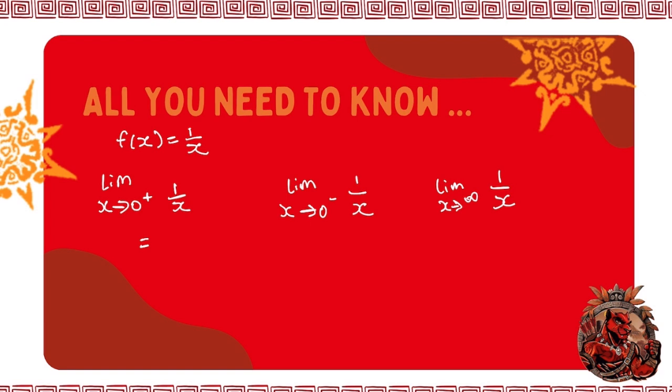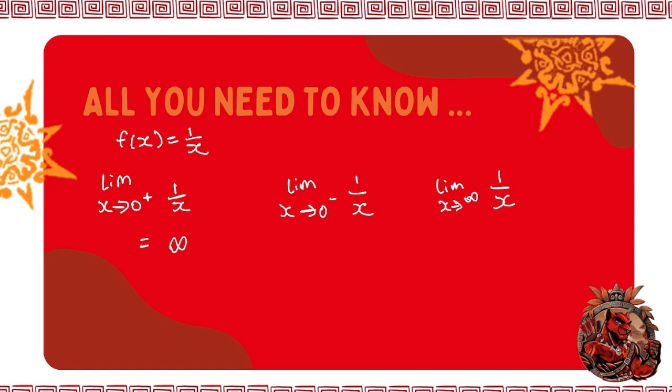Here, x is positive but getting closer and closer to 0. Let's imagine plugging in a small, positive number for x. As x gets smaller and smaller, 1 over x actually gets larger and larger. When x is 0.1, 1 over x is 10. When x is 0.001, 1 over x is 1,000. So as x approaches 0 from the positive side, 1 over x shoots up towards positive infinity.